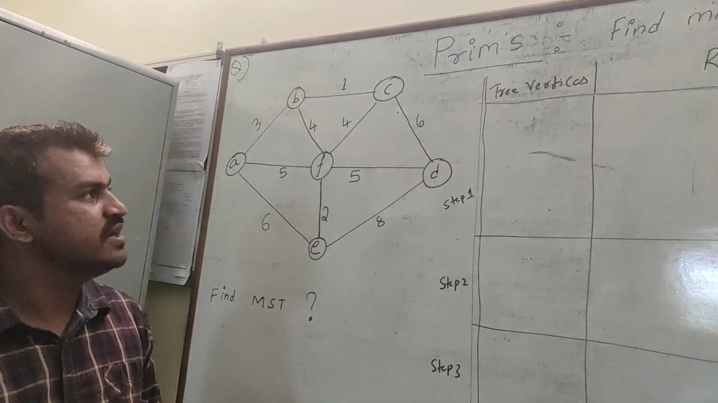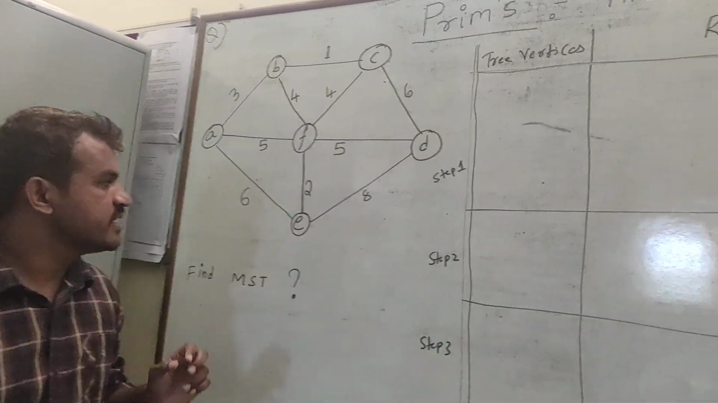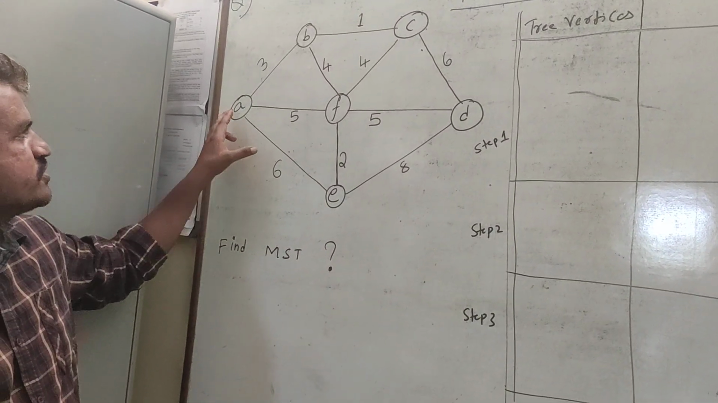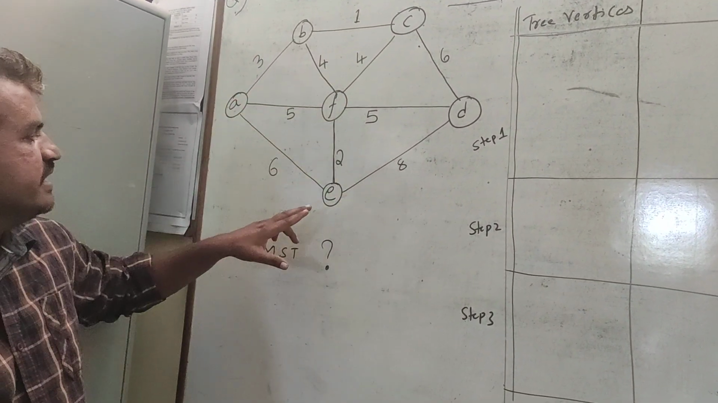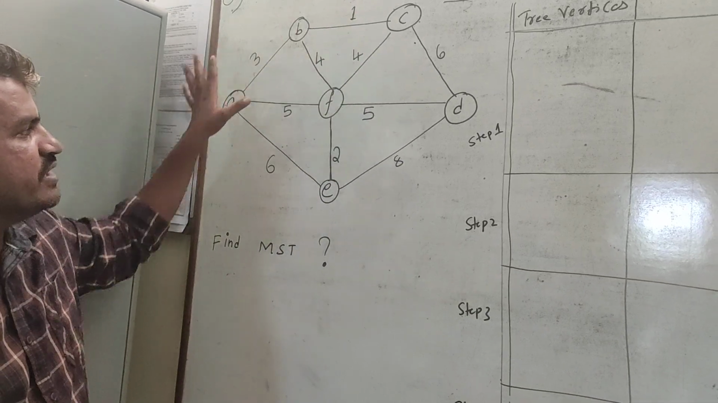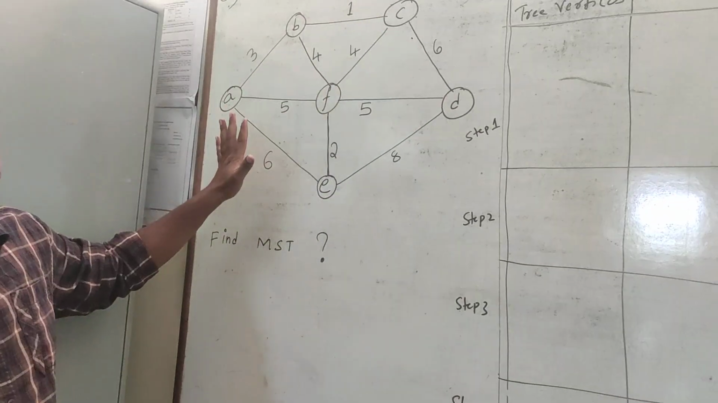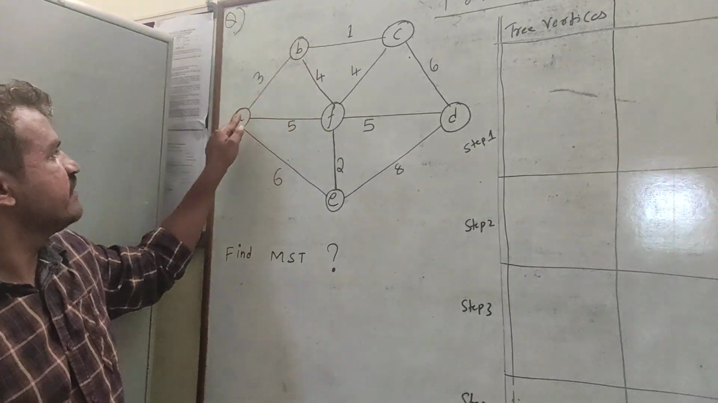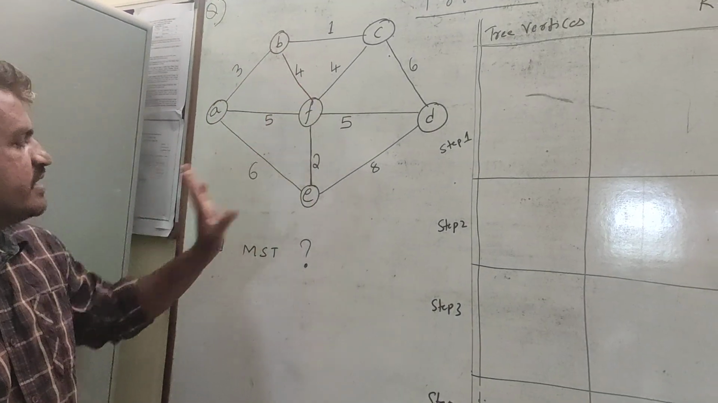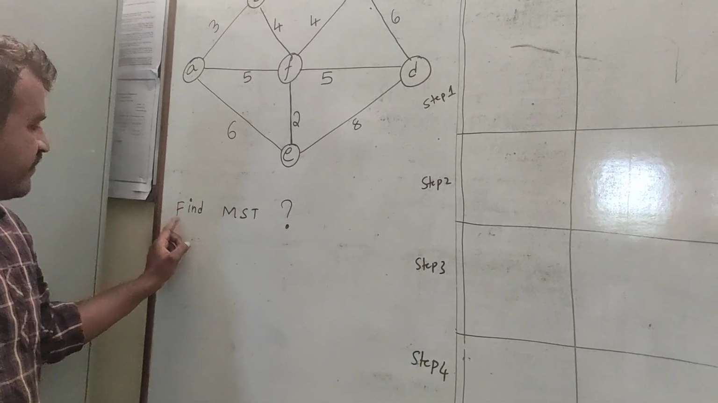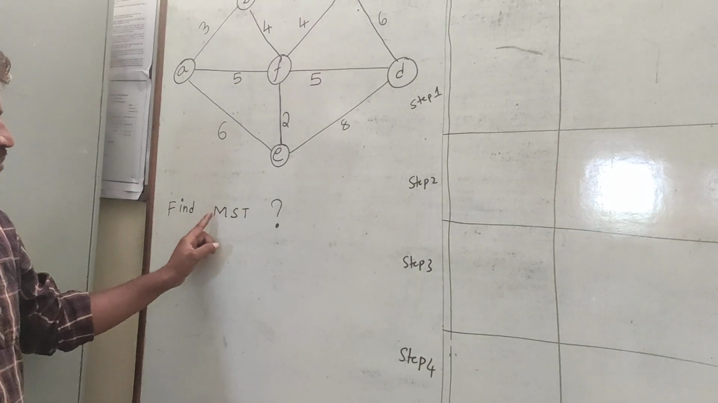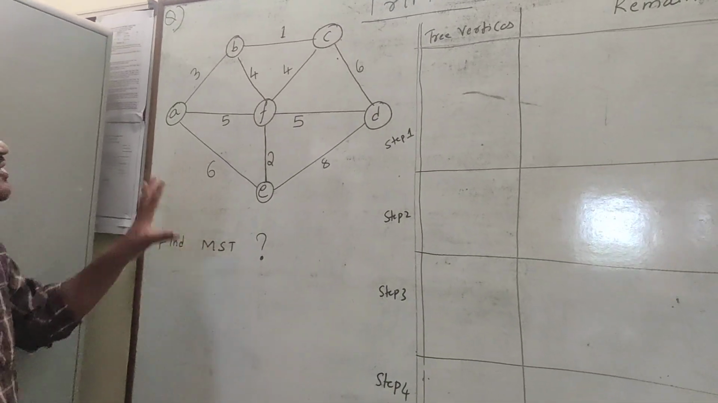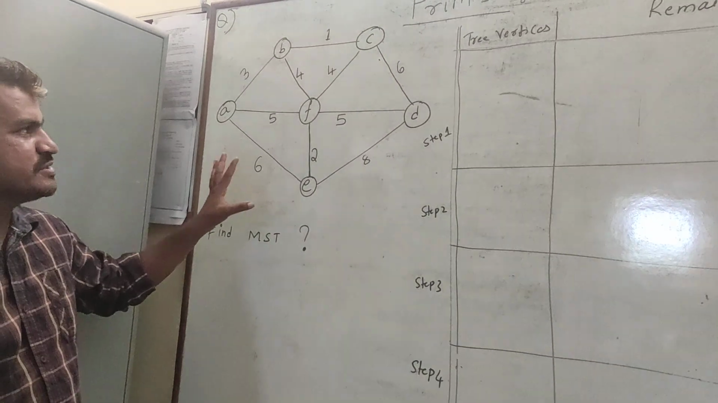Prim's algorithm application. The given problem is a graph. See, this is the graph, with nodes A, B, C, D, E, F. They will give a question, with the graph and the weights of the edges, like 3, 1, 4. The question will be: find MST. MST means minimum spanning tree. How to solve this problem? How to find the minimum spanning tree?